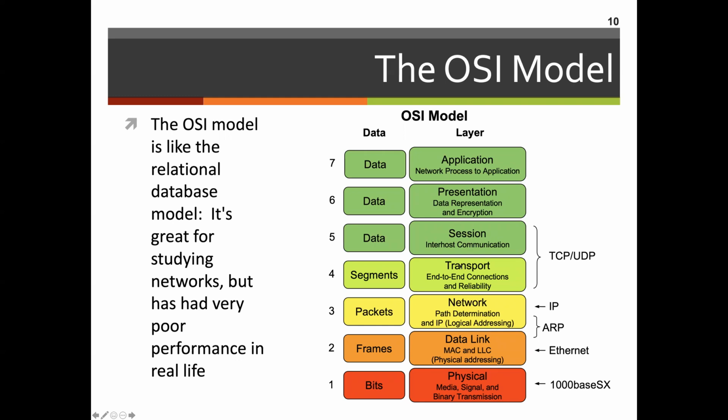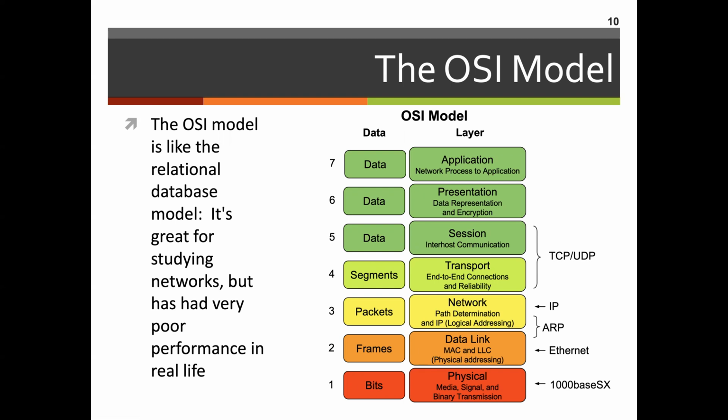Our TCP and UDP protocols are in our session and transport layer. Our IP is in our network layer. Our ARP is in the data link and network layer. Our Ethernet is in the data link layer as well.